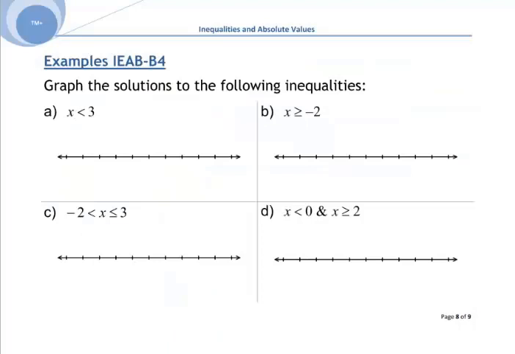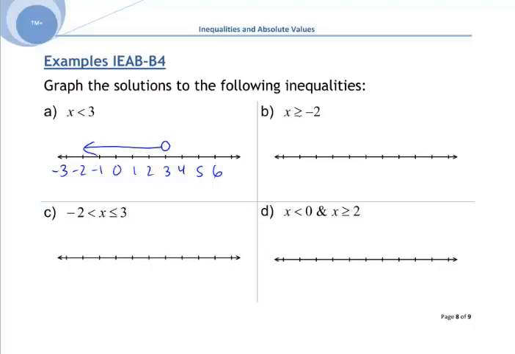So here are some examples. It says graph the solutions to the following inequalities. The first one is x is less than 3. I just put my numbers on my number line, it doesn't matter which way I start. So -3, -2, -1, 0, 1, 2, 3, 4, 5, 6. X is less than 3, so I put an open circle, and it can be anything down that way.